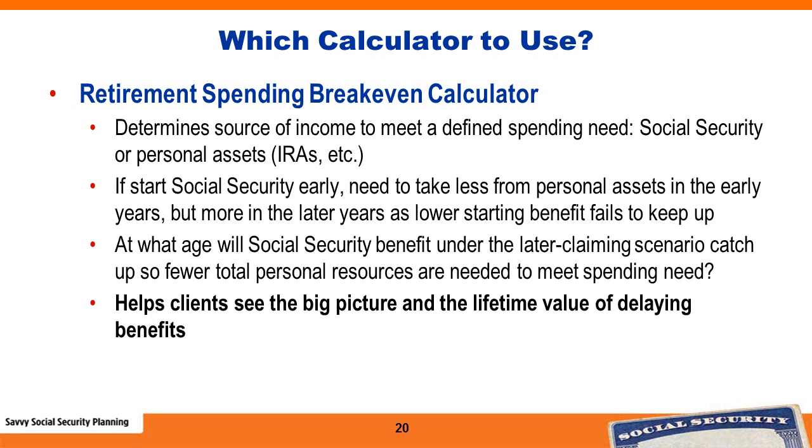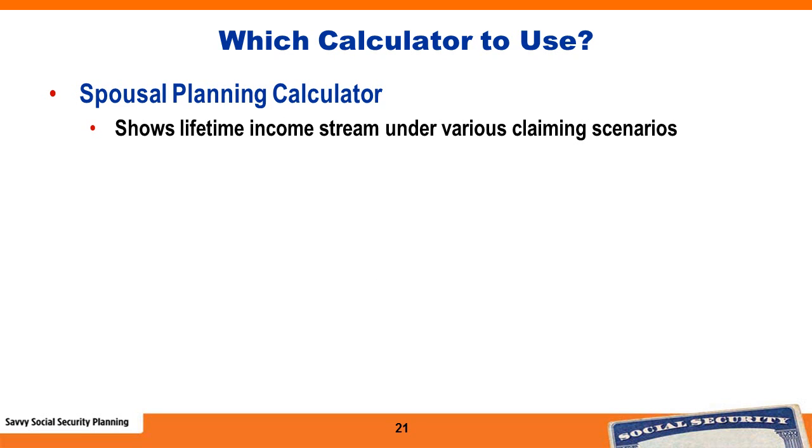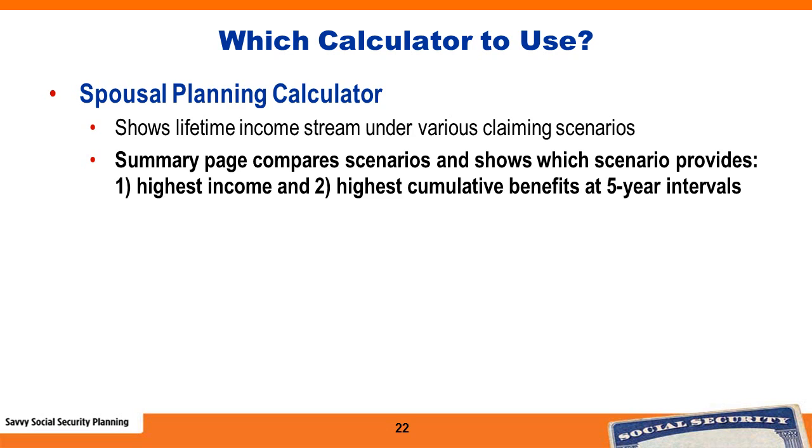As with all financial planning decisions, it's important to keep a long-term perspective about Social Security. The Spousal Planning Calculator is for use with married couples. It shows the lifetime income stream under various claiming scenarios. For example, what if the husband applies for Social Security at 66 and the wife applies at 62? What if he claims at 70 and she claims at 66? These are the kinds of scenarios you'll enter into the Spousal Planning Calculator. Then the calculator will show the income stream so clients can see the long-term effect of their decisions.